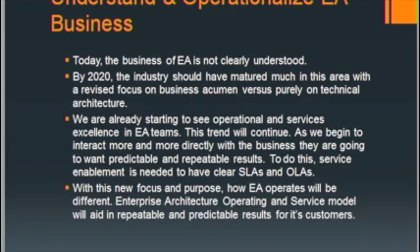This trend will continue. As we begin to interact more and more directly with the business, they are going to want predictable and repeatable results. To do this, service enablement is needed to have clear SLAs and OLAs. With this new focus and purpose, how enterprise architecture operates will be different. Enterprise architecture operating and service model will aid in repeatable and predictable results for its customers.